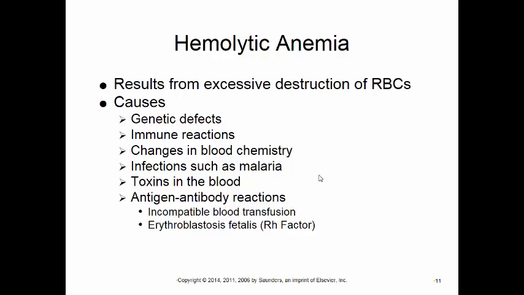and then there are also antigen-antibody reactions, which is the type 3 hypersensitivity immune response. And this occurs with incompatible blood transfusions, or if the mother is Rh negative and the second child is Rh positive, she can have an antibody-antigen reaction. So all these things result in the lysis, or the destruction, of the red blood cells, and therefore we have fewer red blood cells.